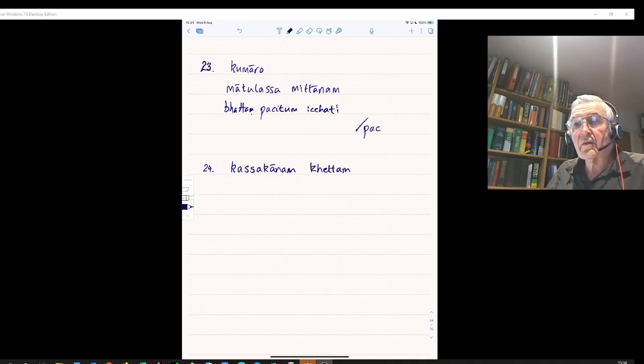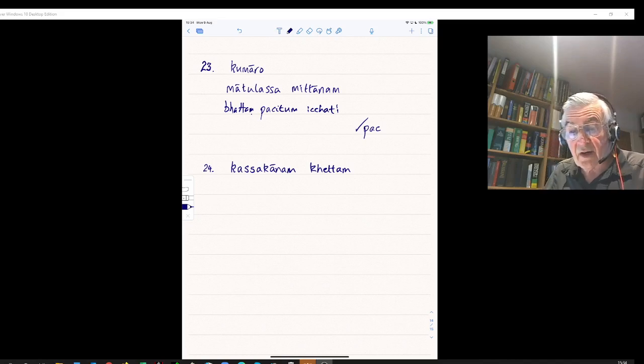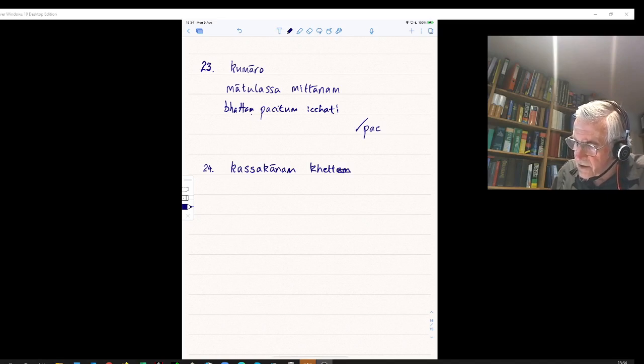kasakanam khettam. Now, in the English, in the printed book, it's put in the plural. In the printed key, it's actually put in the singular, khette. Let's follow the English and put it in the plural. So the farmer's field, plural, khettam, farmer's field. If it were the farmer's fields, it would be kasakanam khettani. But pavisati can take an accusative or it can take a locative. Very frequent, even though it's a verb of motion, it is very often found with the locative. So you could say khettani or khettesu.